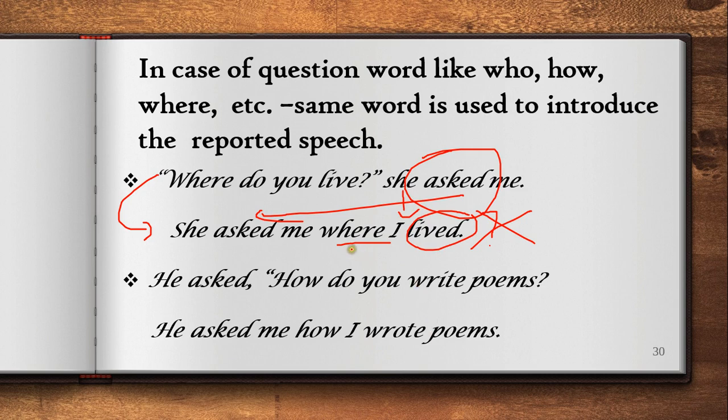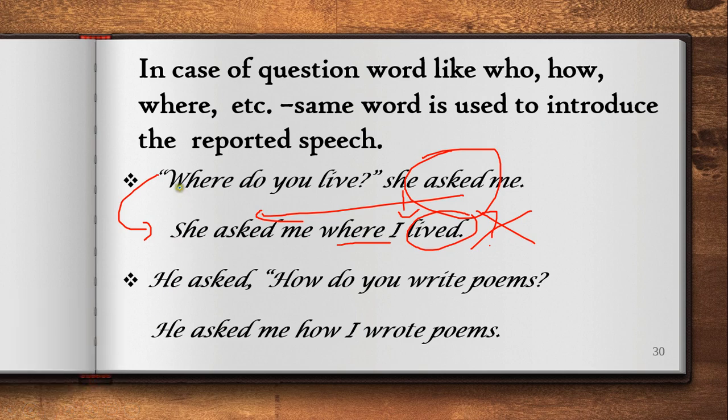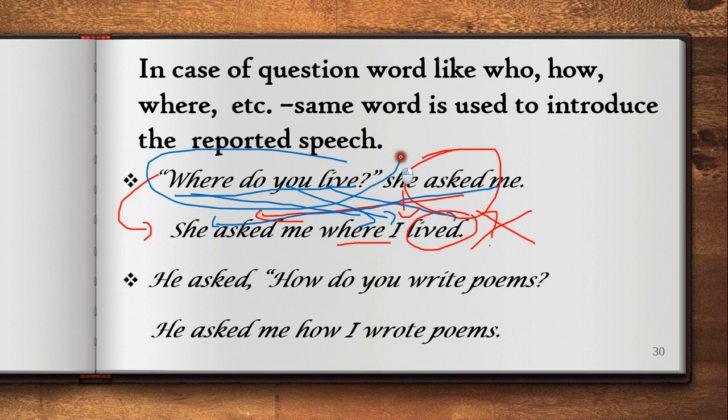Okay, in here, guys, let's take a look once again. Where do you live? She asked me. So she asked me in here. You put in here, where do you live? There is no more do in here. Still you have to change to I. Live becomes past tense. This is present tense. You have to change to the past tense. Remember the rules.